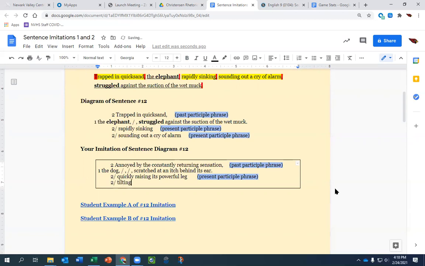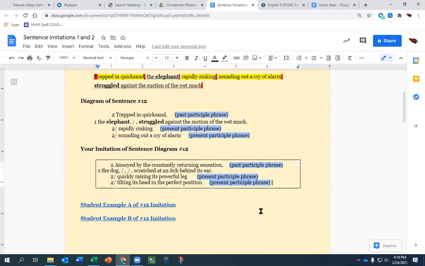And then I eventually came up with, I wrote this one quickly, "tilting its head in the perfect position." And I felt good about it almost immediately. So then the whole sentence reads like this. Annoyed by the constantly returning sensation, the dog, quickly raising its powerful leg, tilting its head in the perfect position, scratched at an itch behind its ear.